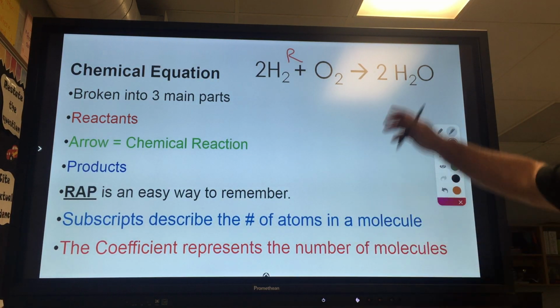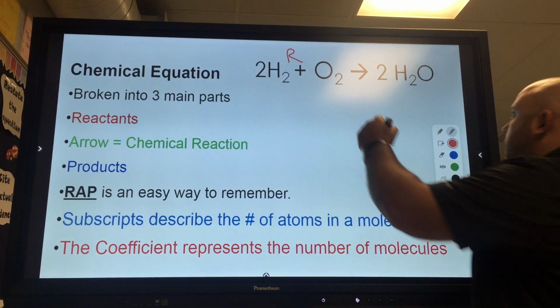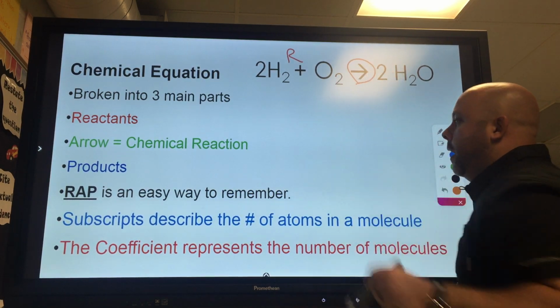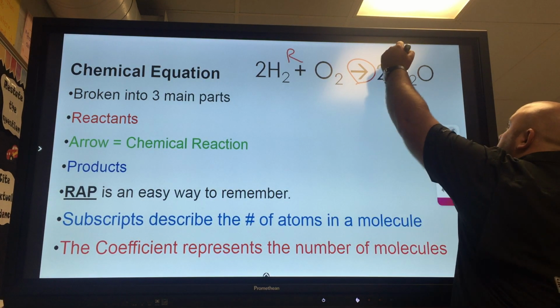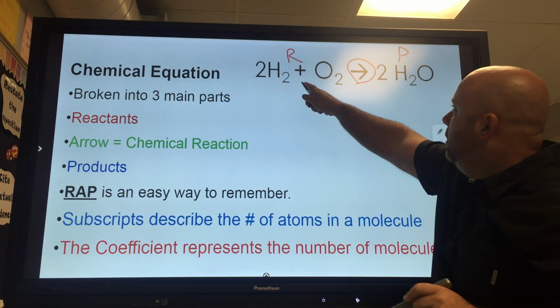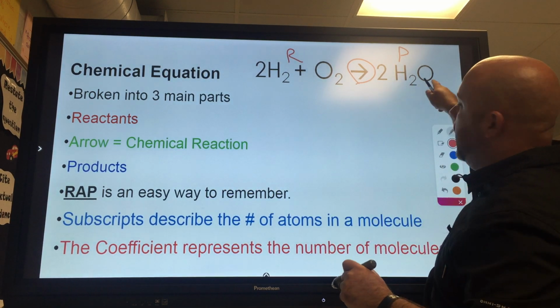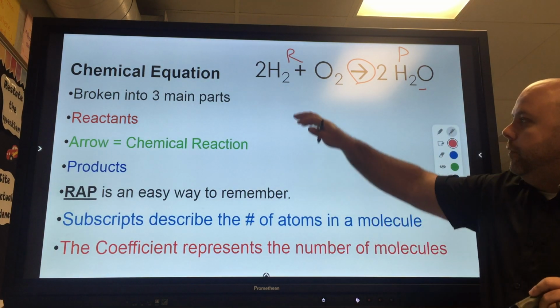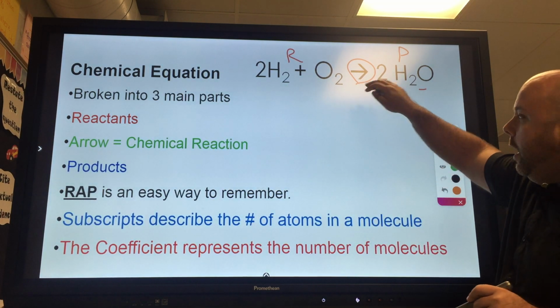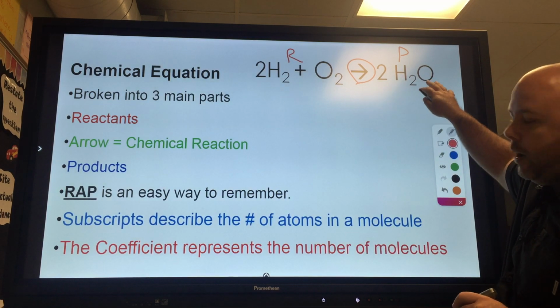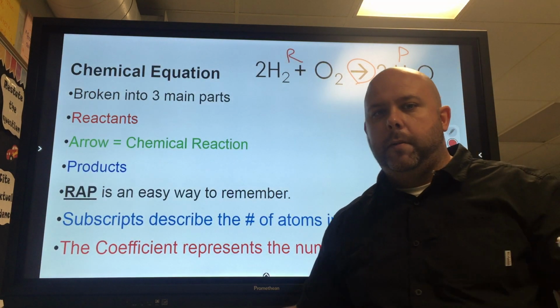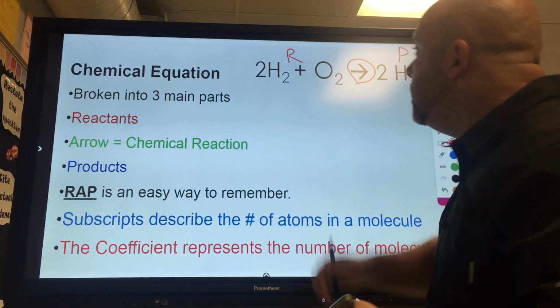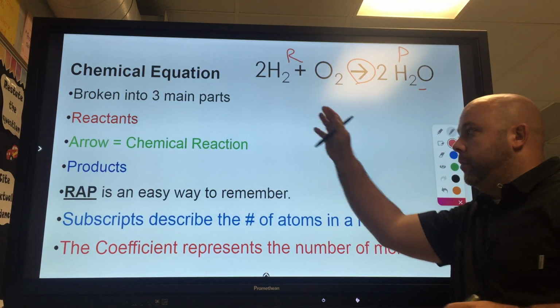You have an arrow. Guess what? It's that arrow. That's pretty easy to find, right? And then you have your product. Beginning, change, end. Does that make sense? You have your reactant, you have your chemical reaction, and you have your product. Can't remember that? Remember RAP. That's easy enough.